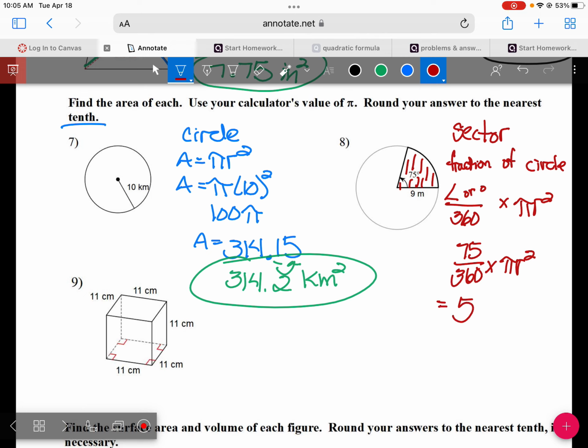So 75 out of 360, that's the fraction times 0.81. That should be 9. Pi times 9 squared should give you 53.01. Rounded to the tenths, 5 or more goes up. It's not, so it's 53.0 or 53 meters squared.